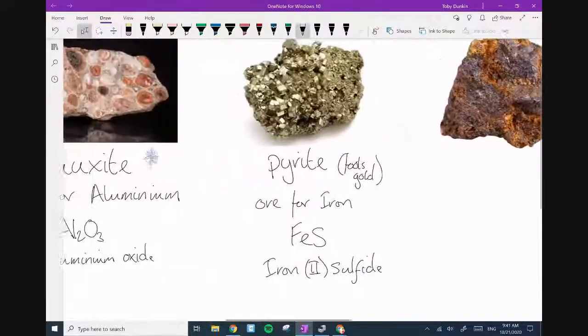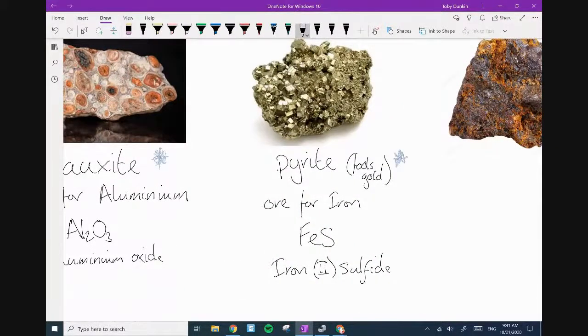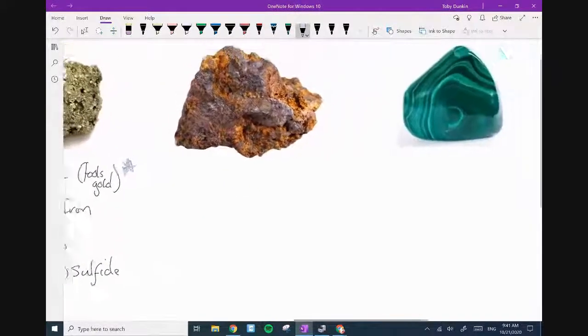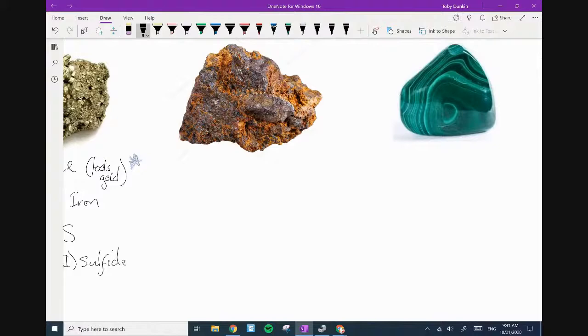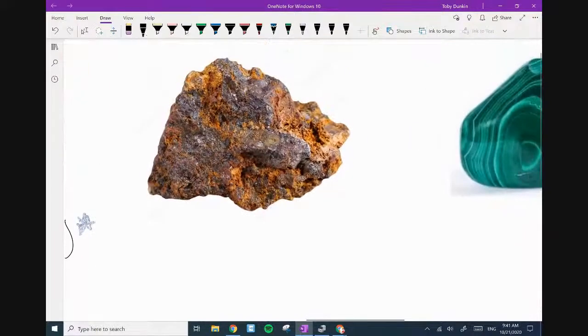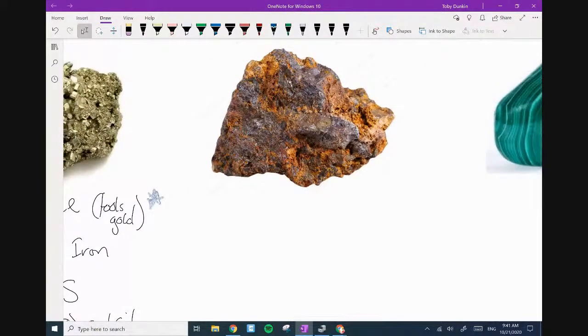This one again. Oh, by the way, I'm going to star that with the rock star. Rock star. Oh, it cracks me up. This one is another ore that you guys need to know about. This one's a very, very important one. In fact, this rock here changed the world. Yeah, one of the most important rocks in history. This is hematite.